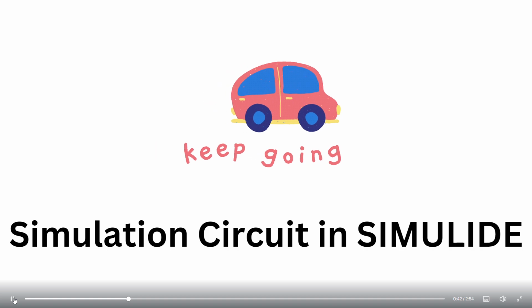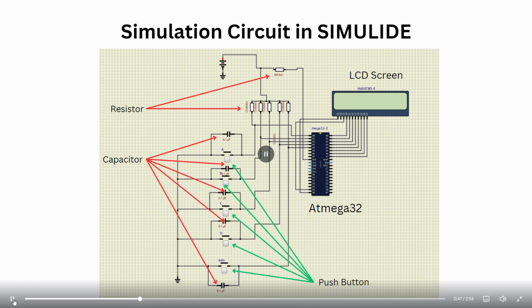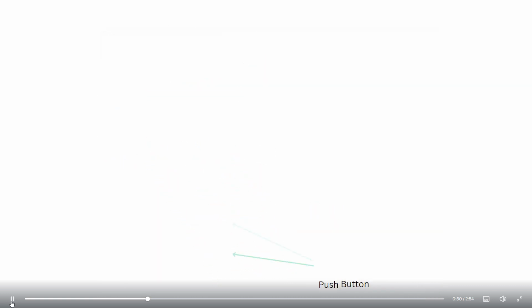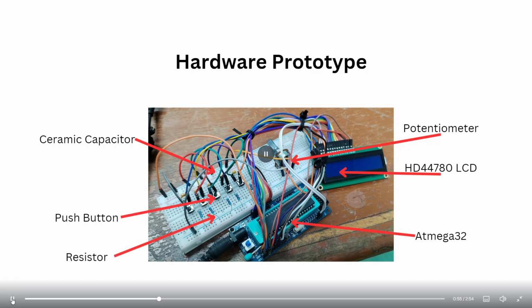And now I would like to move on to the simulation circuit in Simulide. Our simulation circuit in Simulide consists of a resistor, capacitor, push buttons, the Mega32, and the last one is the LCD screen, which is shown in the figure above. And following is the hardware prototype. The picture above shows our hardware prototype, which was built by our groupmate Sun Yi.